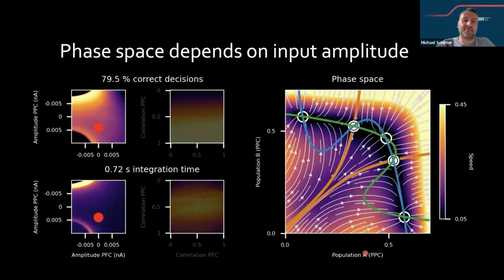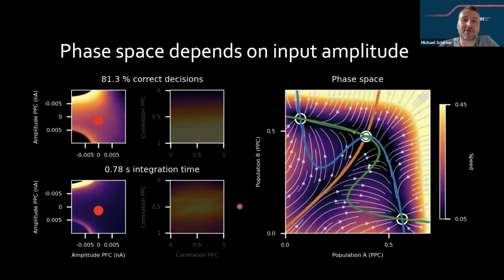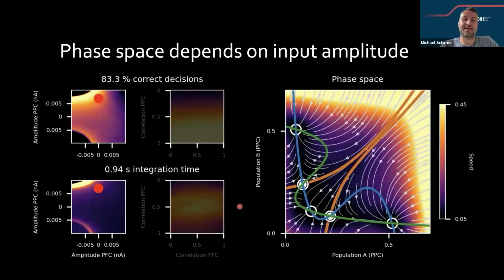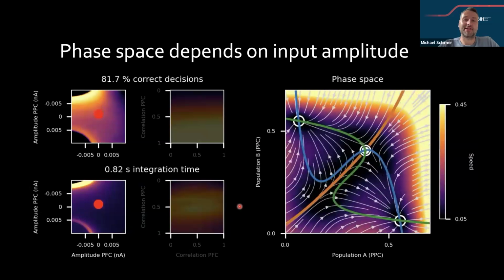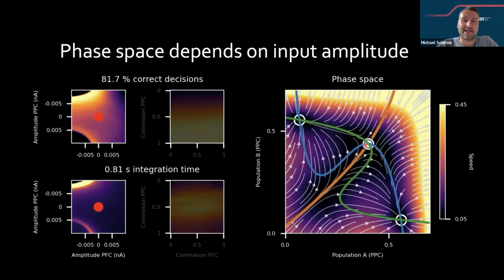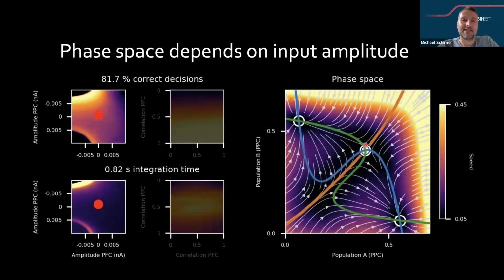Here we see the phase space between population A in PPC and population B in PPC. So this is now in parietal cortex, and this is now the race between the two populations. And this is the default state. No, this is not the default state. Let's first look at the video and then we go to another slide which shows it better. So you see how these circles here move. So let's just start this again.